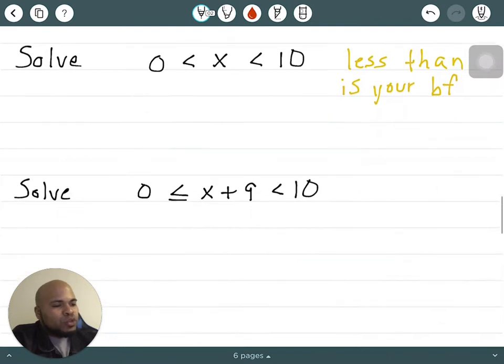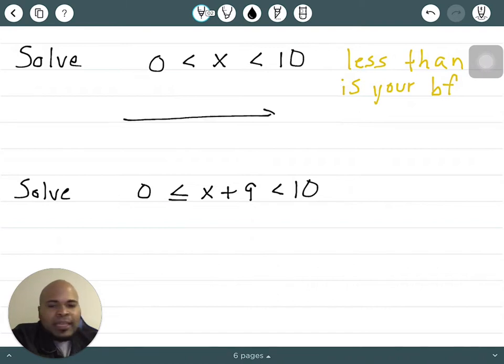All right, here we go. Solve. Now let's solve this. These are compound inequalities. So they're still and statements. They're just written with your best friends. Less than and less than. And that's why I put that, because less than is your BF, not your BFF. That's too much. Let's not push it. All right, just BF. So here we go.